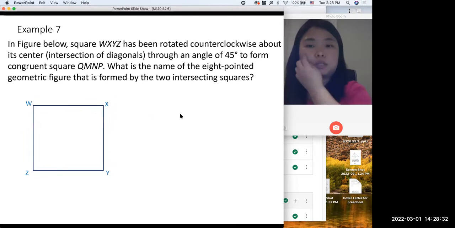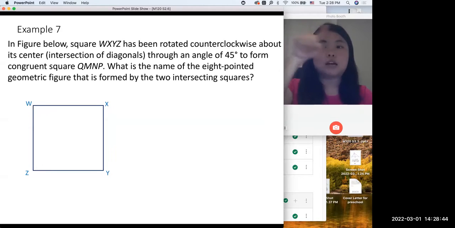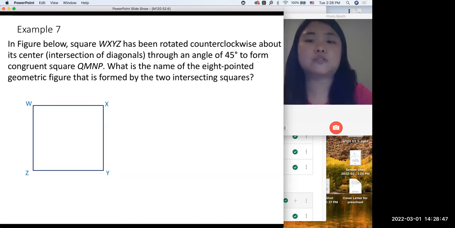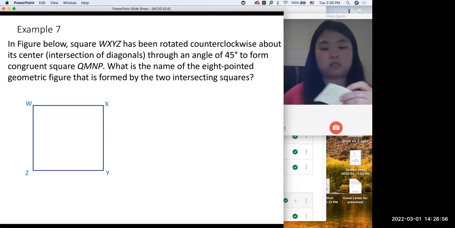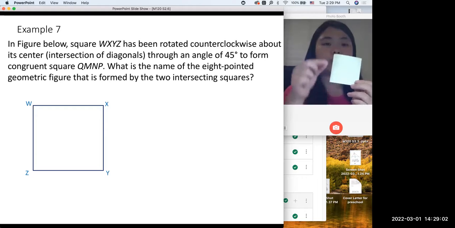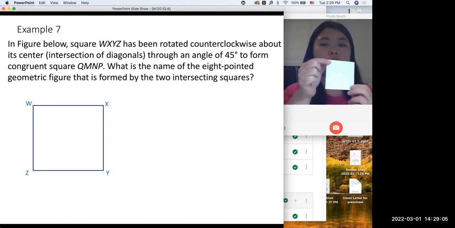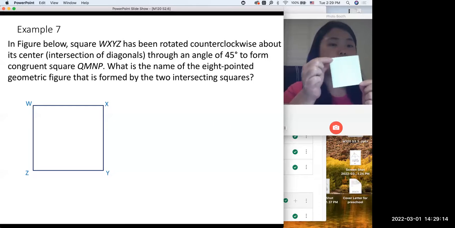Okay, next one. So in the figure below, square WXYZ has been rotated counterclockwise. Counterclockwise going like this way, right? Counterclockwise about its center, the intersection of the diagonals, through an angle of 45 degrees. So imagine you have this. Okay, this is the square, WXYZ. And I want you guys to rotate counterclockwise, like this way. And then how many degrees? Like 45 degrees. Okay, 45 degrees. 90 degrees is going to be still a square, right? So 45 degrees is going to be half like that.